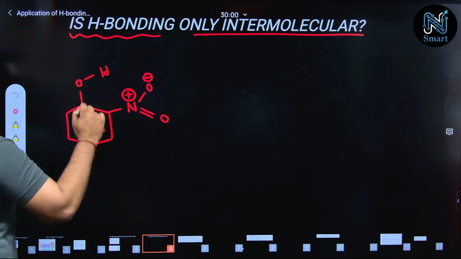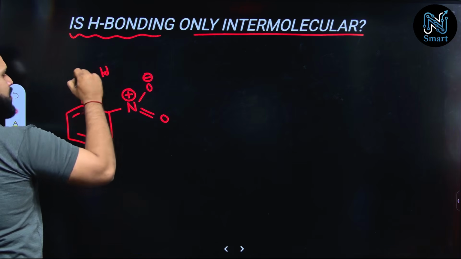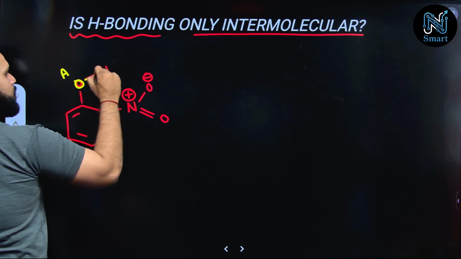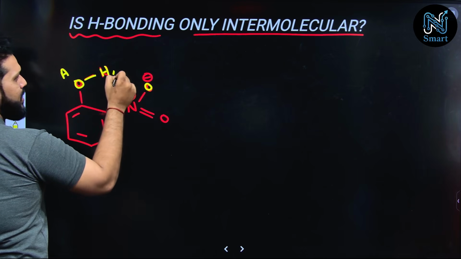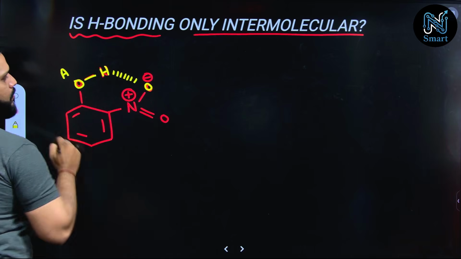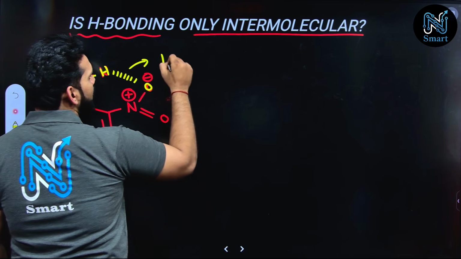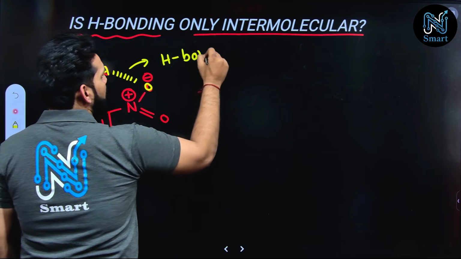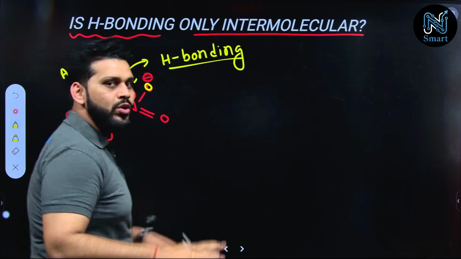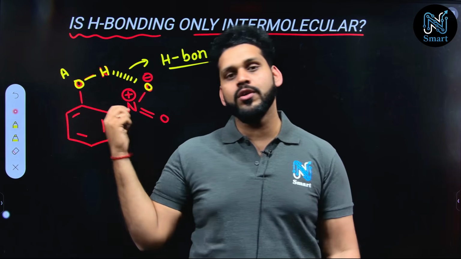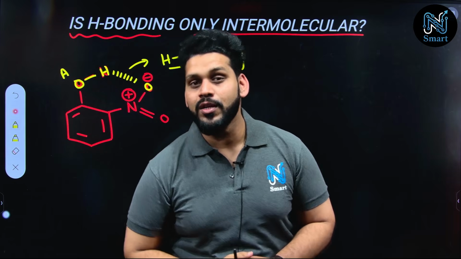Because if you notice, in this molecule also, this is my A, this is my hydrogen, and this is my B, correct? So in here also there will be hydrogen bonding happening. But will it be like the previous hydrogen bonding, guys? In the previous hydrogen bonding, we used to draw two different molecules all the time. But here I'm drawing just one molecule. So what kind of hydrogen bonding will it be?